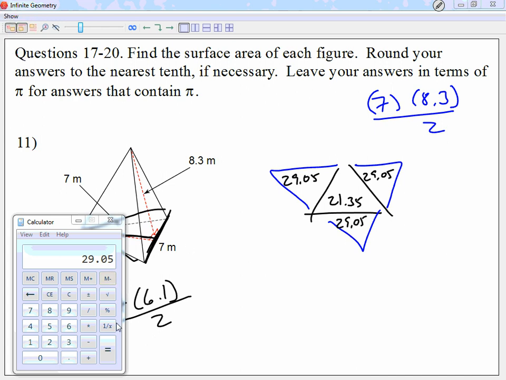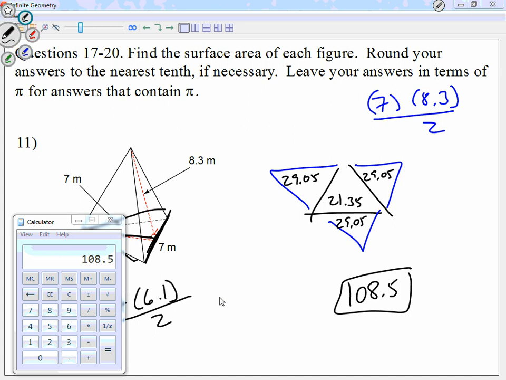So add everything. I'm going to go 29.05 times 3, and then my result, I'm going to add it to 21.35. And I get that my answer should be 108.5. So prisms or cylinders, the previous question, it was a big rectangle and 2 bases. Pyramids and cones, it's a base and a bunch of triangles.